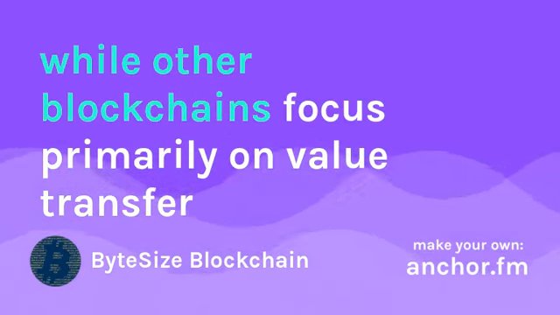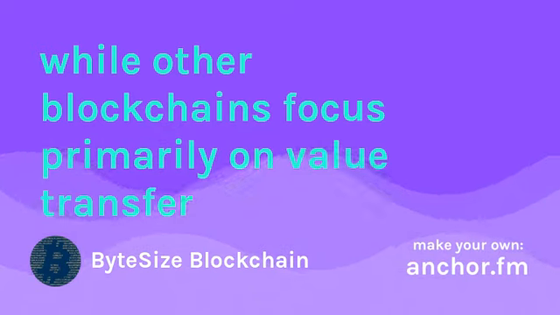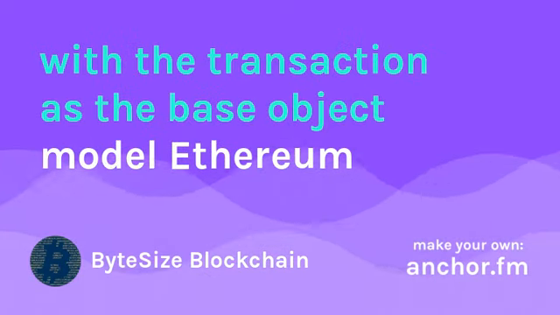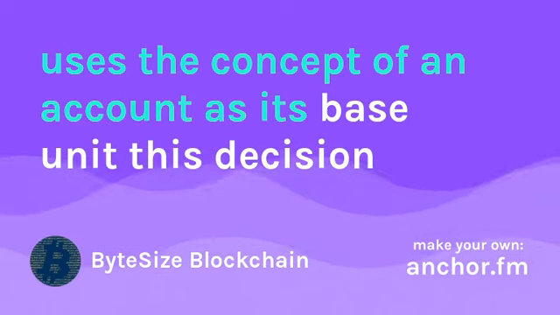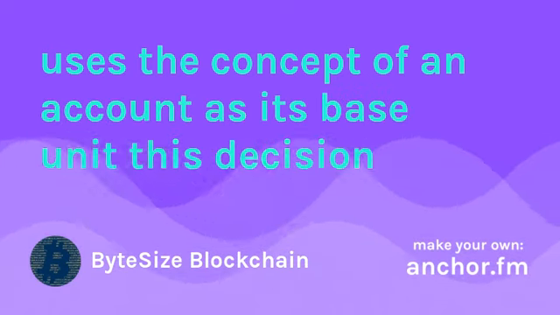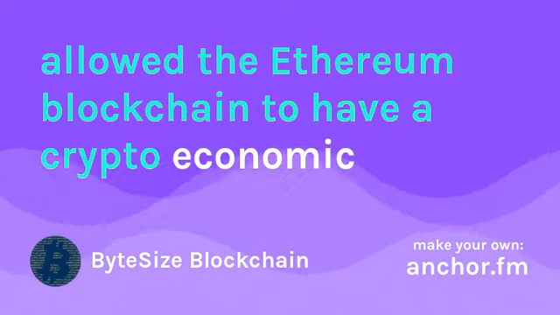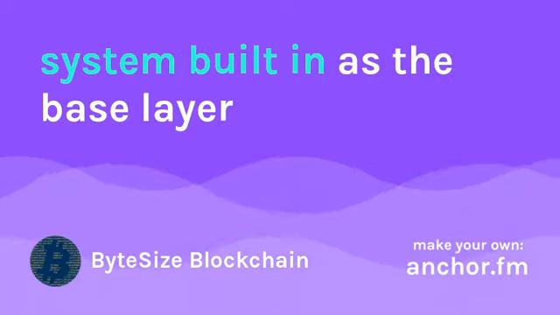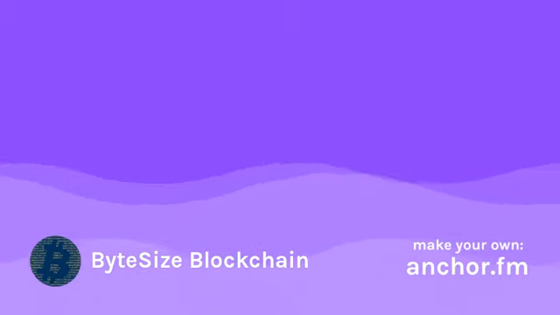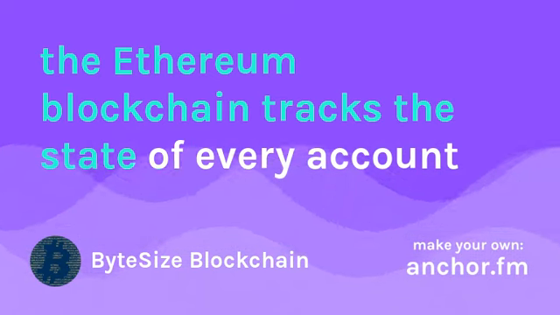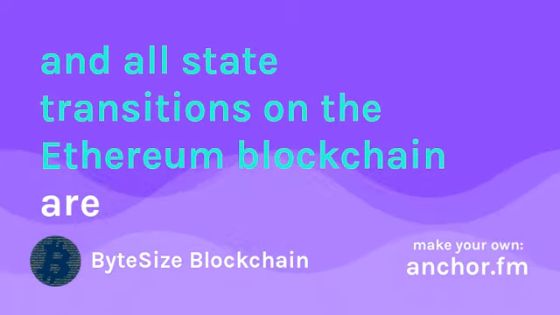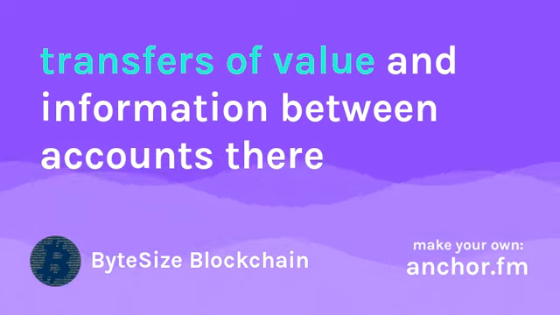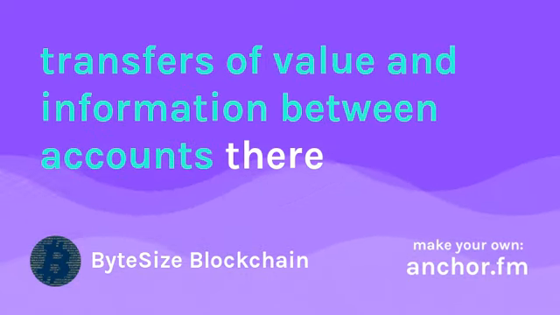While other blockchains focus primarily on value transfer with a transaction as the base object model, Ethereum uses the concept of an account as its base unit. This decision allowed the Ethereum blockchain to have a CryptoEconomic system built in as the base layer. The Ethereum blockchain tracks the state of every account, and all state transitions on the Ethereum blockchain are transfers of value and information between accounts.